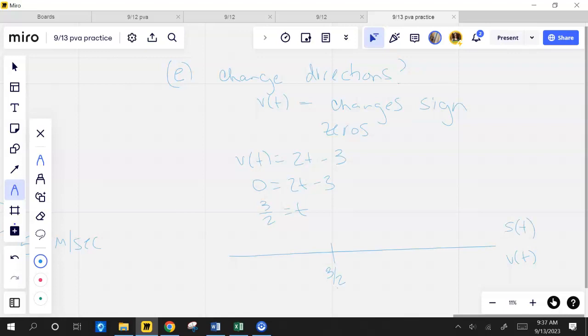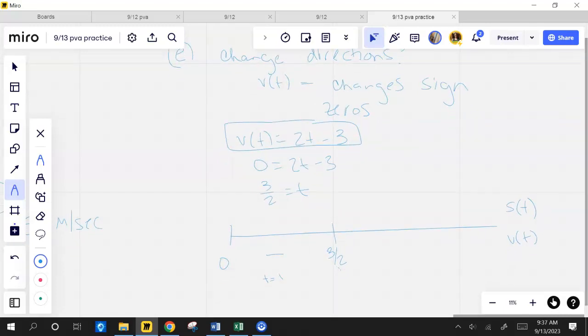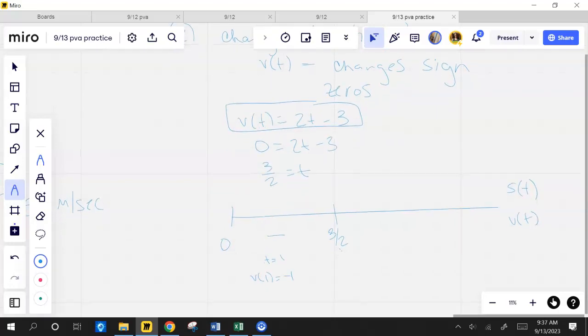When I am less than 1.5, maybe 0, well, actually 0 is my end here. I can't go below 0 seconds, right? I'm not going back in time. So maybe at 1, what is the sign of velocity? Negative. If I were to graph it, that's where it would be below the axis. So I'm looking back at my velocity and I'm picking t equals 1. So v of 1 would be -1, which is less than 0, which means it's negative. That's how I get this negative sign.